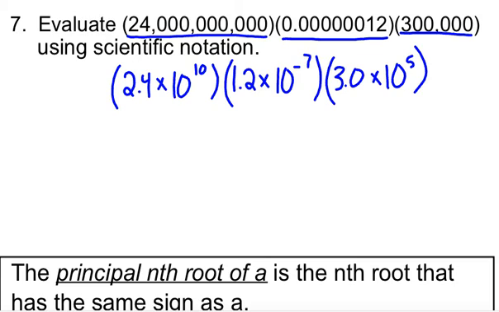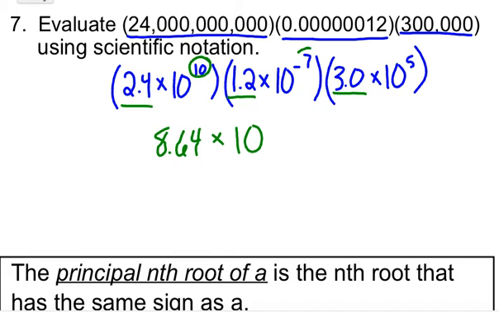Now we want to multiply these things together, which really isn't a problem. We're going to take our numbers and just multiply them. I'm going to grab my calculator for this just so I don't have to do it in my head. 2.4 times 1.2 times 3. And that gives me 8.64. Now, this number is going to be in scientific notation. So times 10, and then you're going to take your exponents and just add them. So 10 plus negative 7 plus 5 will be 8. So our answer is 8.64 times 10 to the 8th.